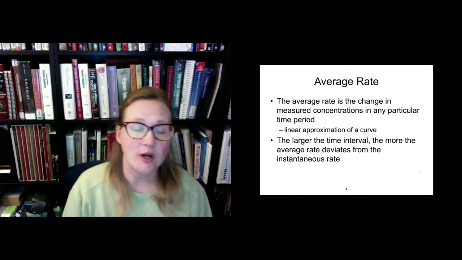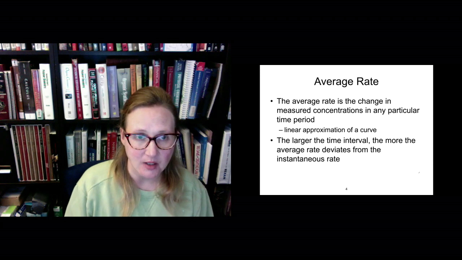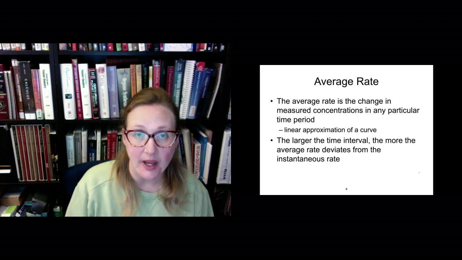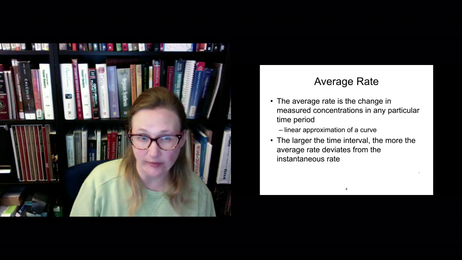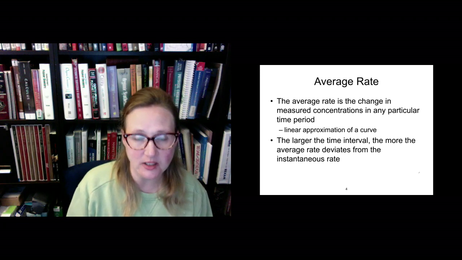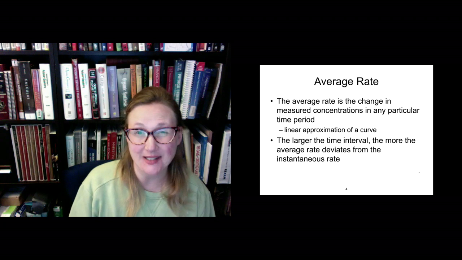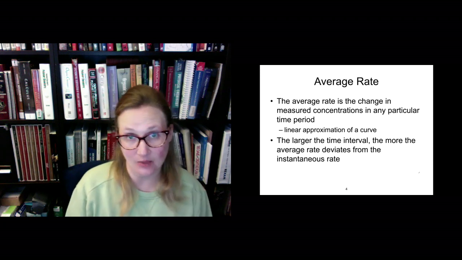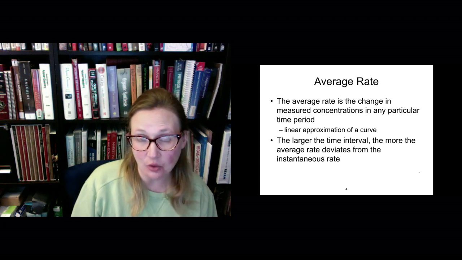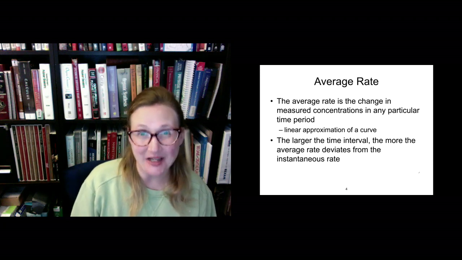If we want to calculate the average rate of a reaction, this is really a linear approximation of a curve. You would draw a line between 2 points and find the slope of the line. We need to be careful when we take average rates because the larger the time interval, the more that average rate is going to deviate from what's called an instantaneous rate. An instantaneous rate is the rate at that particular point in time. So if you're taking a large sampling to find the average rate, it's not going to be very accurate.